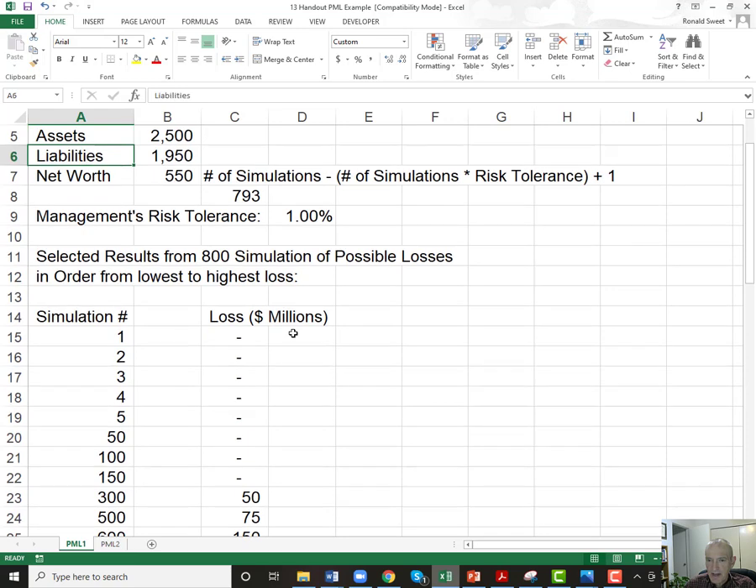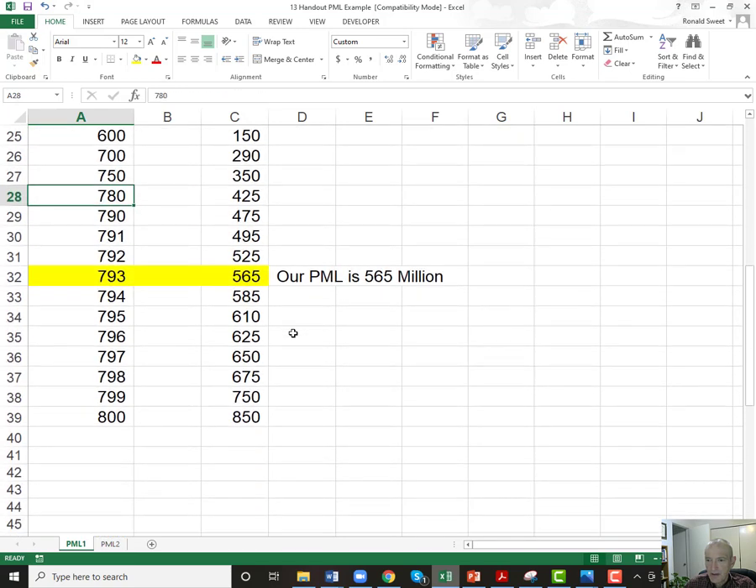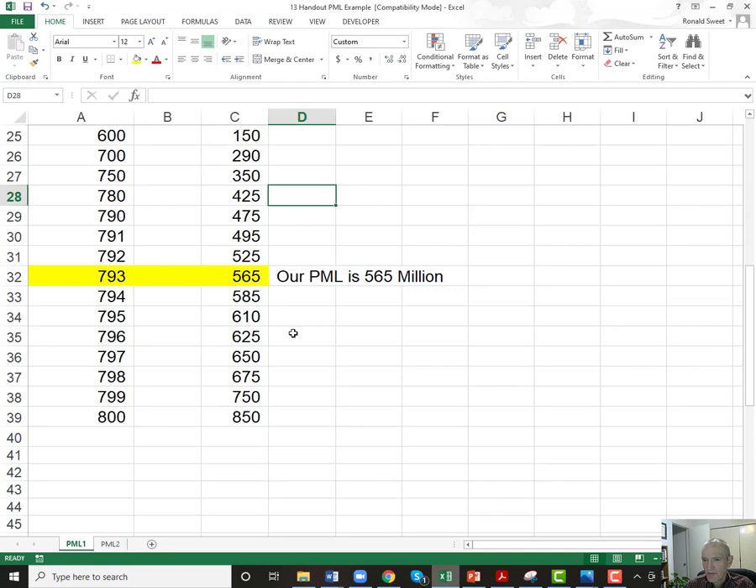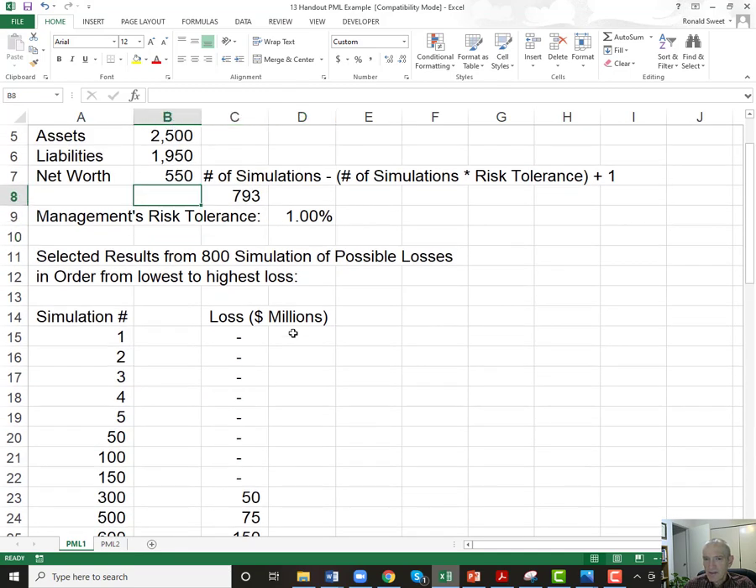All right, so how much capacity do they have? So our PML is 565. What we're doing is what we call a risk of ruin type of analysis, where we're saying, okay, we want to make sure if we have a catastrophe that it doesn't make us go out of business. So we have a 1% risk tolerance, so we want to have a 1% chance or less of going out of business. We have $550 million in net worth. Well, we have a 1% chance of losing 565. So our PML is 565.